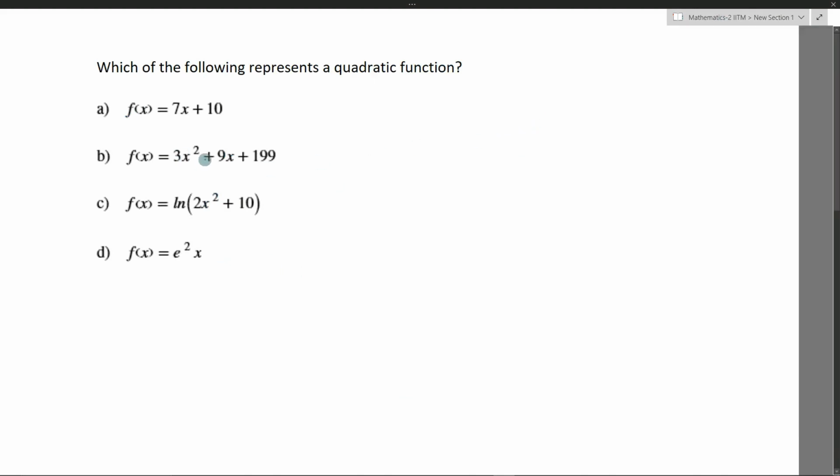All right, so moving on. Which of the following represents a quadratic function? Again, as you can remember, for a quadratic function we have degree 2, right? In the given options, the first option is a linear function. The second option has degree 2, so this is a quadratic function, right? So what about options C and D?